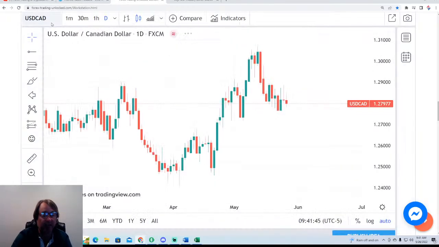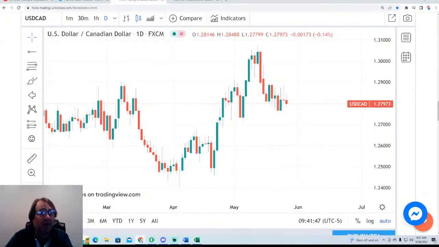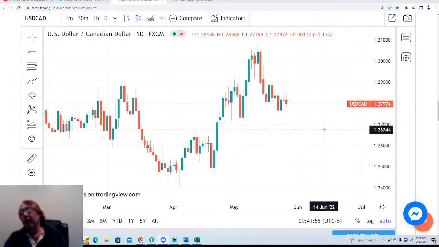All right, US dollar, Canada. Let's see what's going on here. All right, no questions there. All right, very quiet today, not like it was yesterday. All right, today we have a kind of a consolidation day. You can see it's getting really choppy.